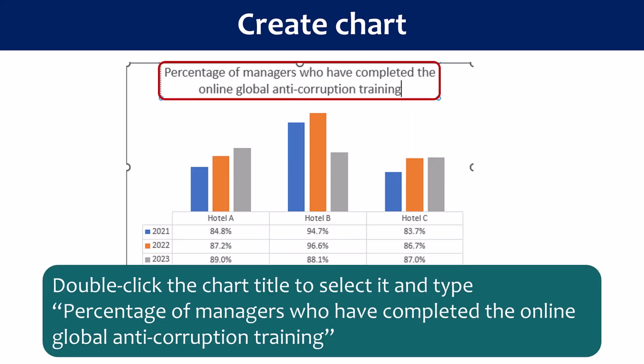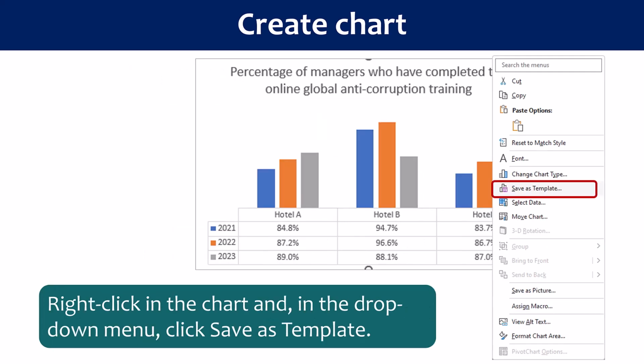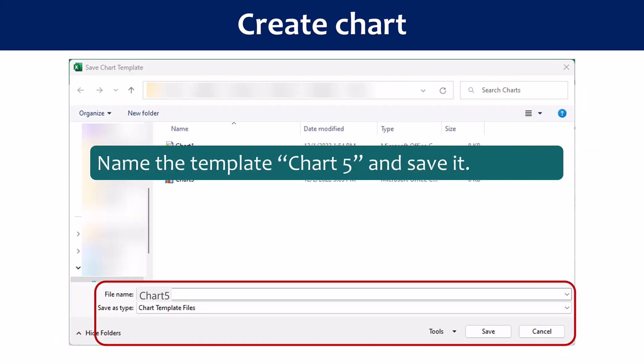Double-click the chart title to select it and type percentage of managers who have completed the online global anti-corruption training. We are going to save this chart as a template to use again. Right-click in the chart and in the drop-down menu, click Save as Template. Name the template Chart 5 and save it.